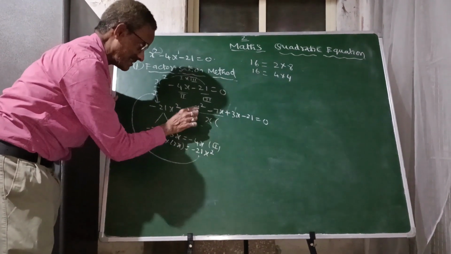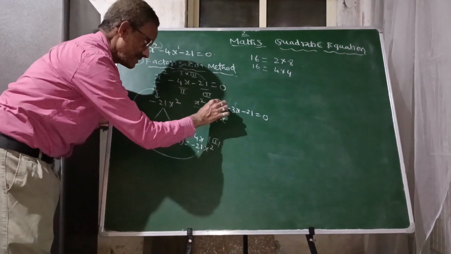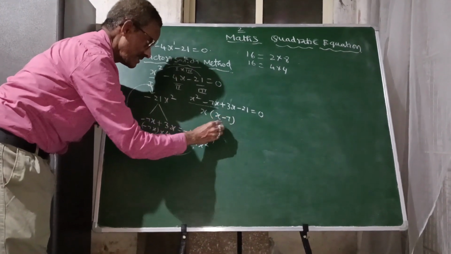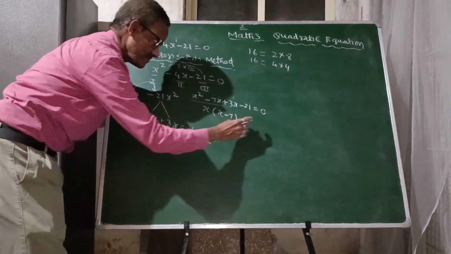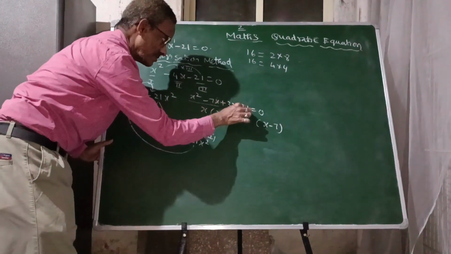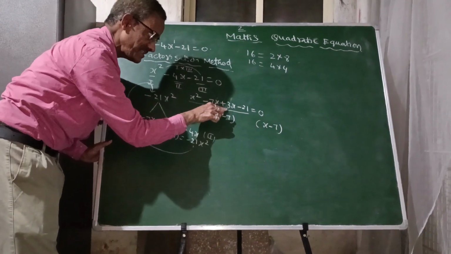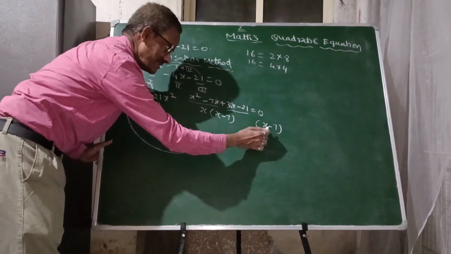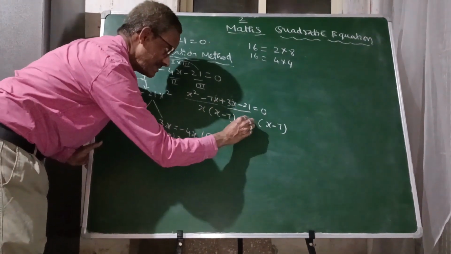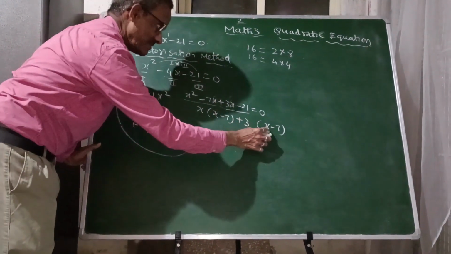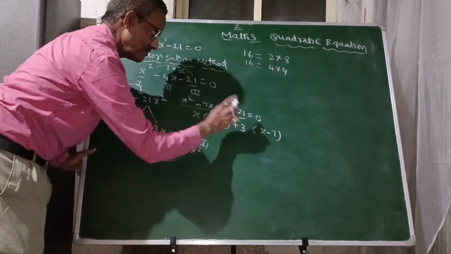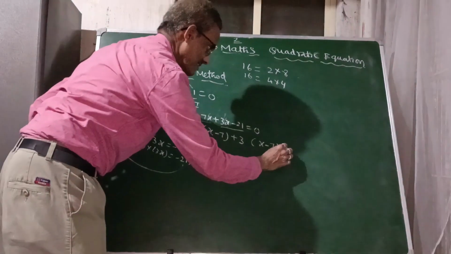So one x I have taken, another x is remaining. Here I have taken this x outside, so only minus 7 will be inside. Whatever is written in the bracket, write the same on the other side also. Now look at the third term and fourth term. Here plus 3x is there, I have taken only x inside the bracket, so plus 3 you write on this side. That plus 3 into x is plus 3x, plus 3 into minus 7 is minus 21, isn't it? So that is equal to 0.